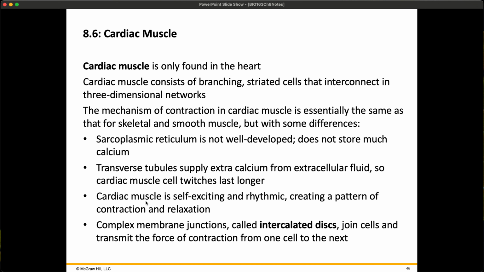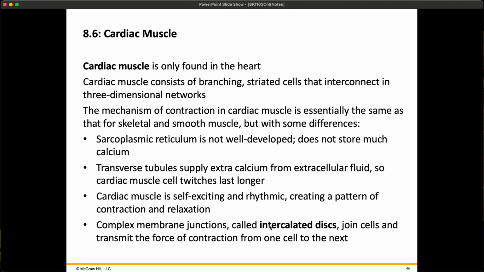Cardiac muscle is also self-exciting and rhythmic. It's autorhythmic, and it creates this consistent pattern of contract, relax, contract, relax, contract, relax. It has a pacemaker function. You might have heard of people getting external pacemakers. It's because their heart can't maintain that self-exciting rhythm, and so they have an external pacemaker that sends signals to make sure the heart keeps up its natural rhythm as it's supposed to.